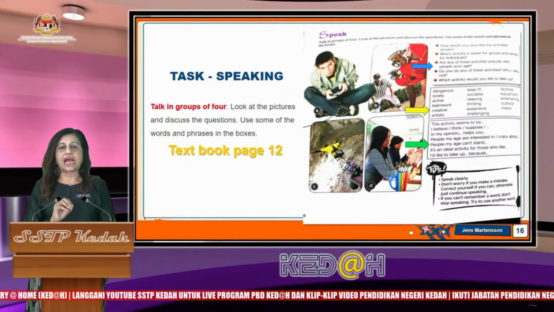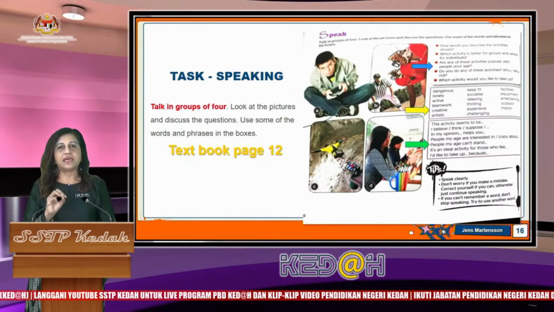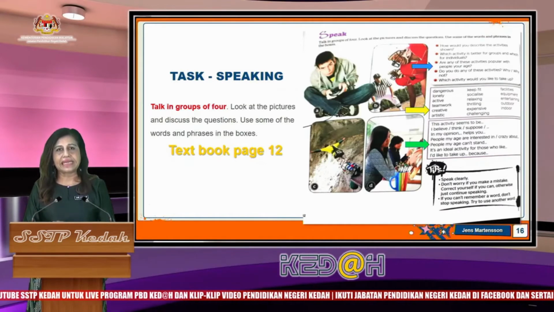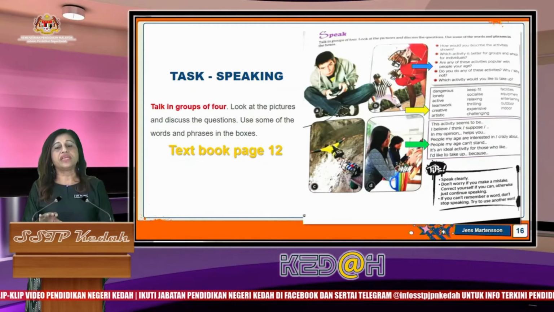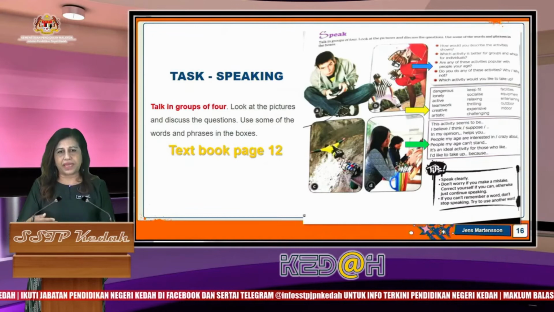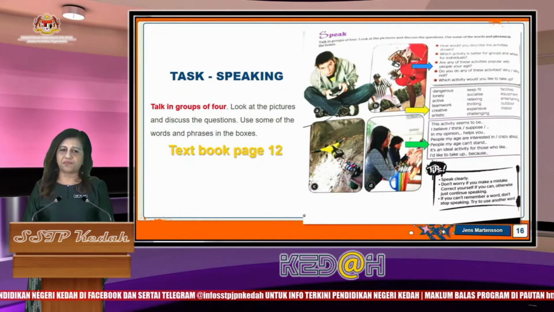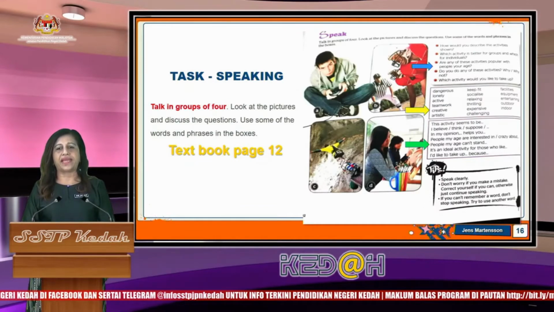You can see that I have highlighted the phrase talk in groups of 4, which is found in the textbook in the instructions. Look at the pictures and discuss the question. Students are given 5 questions to discuss, and they are also given their targeted vocabulary and targeted phrases to help them to speak. Well, teachers, if you have the textbook, let's refer to the textbook, and the textbook page is page 12.